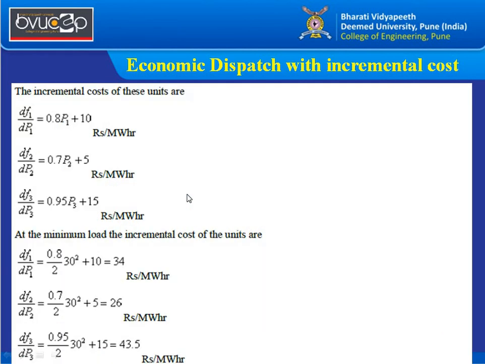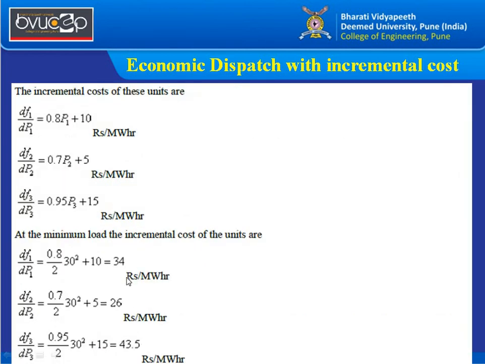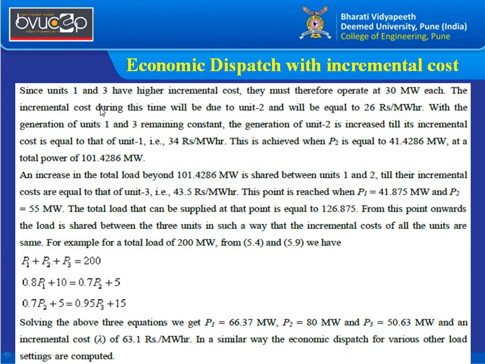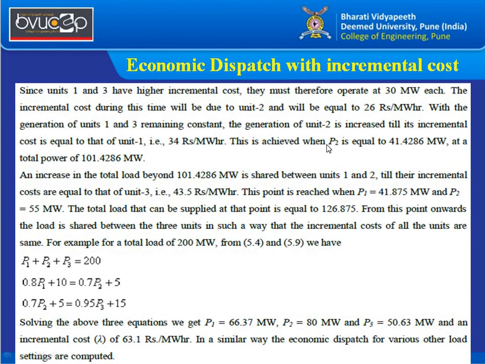So since units 1 and 3 have more cost, we can see here that 1 and 3 have higher incremental cost, they must therefore operate at 30 megawatt each. The incremental cost during this time due to unit 2 will be equal to 26 rupees per megawatt hour. So with the generation of units 1 and 3 remaining constant, the generation of unit 2 is increased till its incremental cost is equal to that of unit 1, that is 34 rupees per megawatt hour. So this will be fixed until it reaches the value of 34 with the change in load.